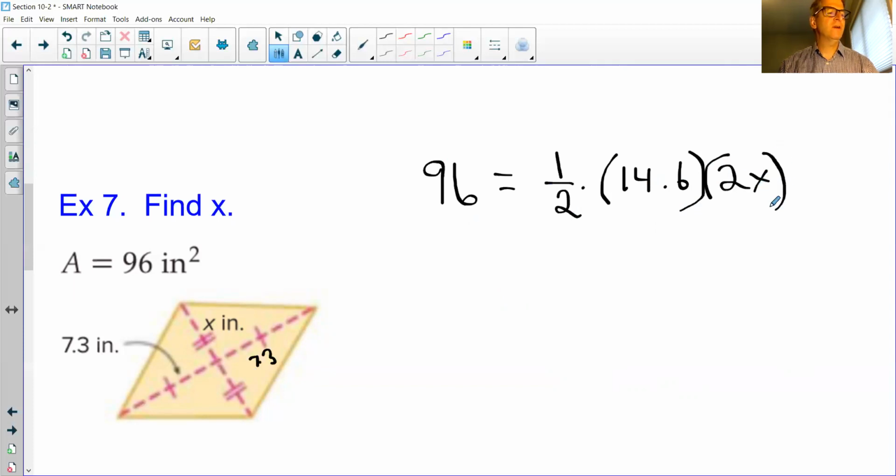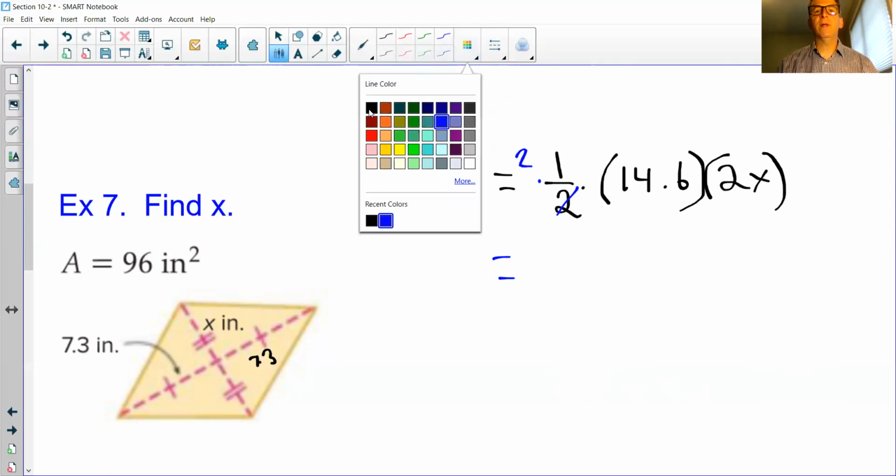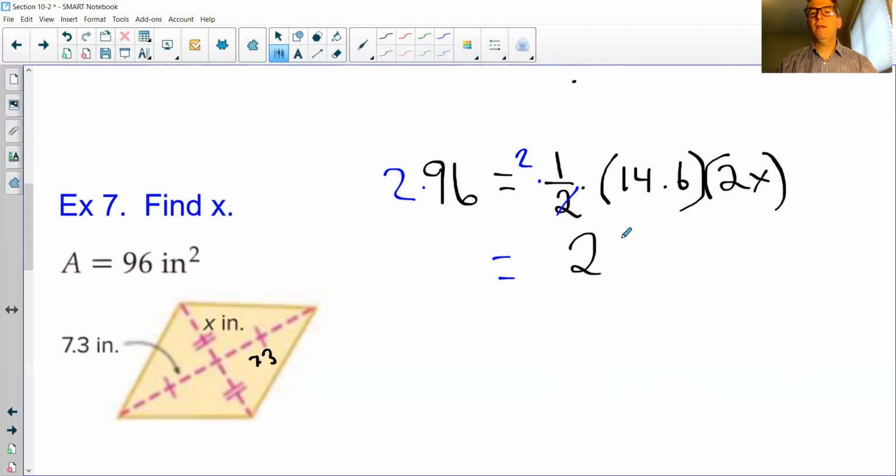Combine your like terms: x plus x is 2x. As you work through this problem, you have 96, and let's take care of this little half by multiplying by 2. So we'll do that first. That cancels, and you have 14.6 times 2x, which is 29.2x, is equal to 192.